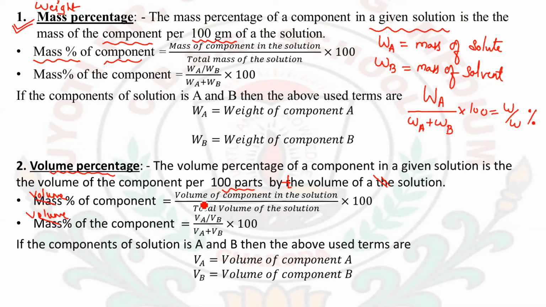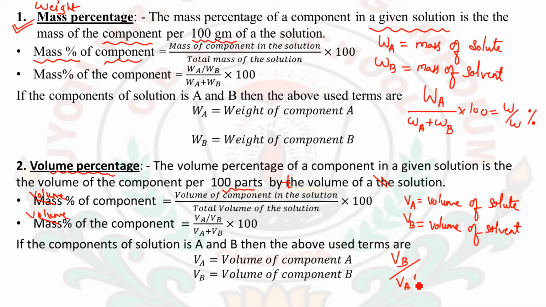So the volume percentage is equal to the volume of the component in the solution divided by the total volume of the solution. Here, if I consider that Va is the volume of solute and Vb is the volume of solvent, then the volume percentage of, let's say, the solvent will become Vb upon Va plus Vb, which is the total volume of the solution, into 100.